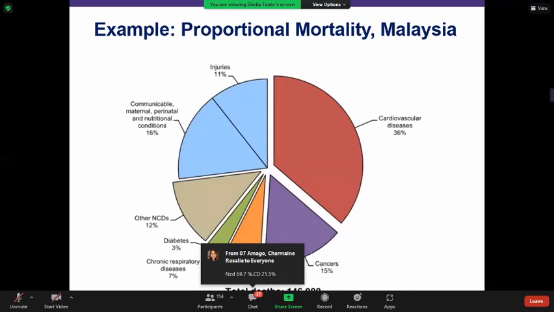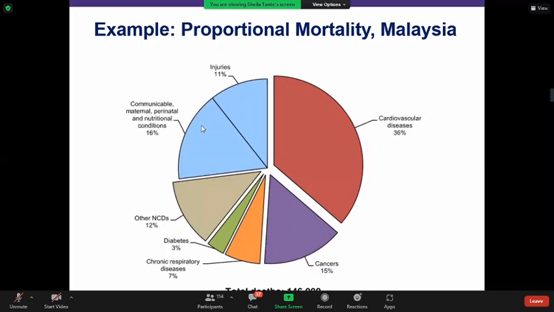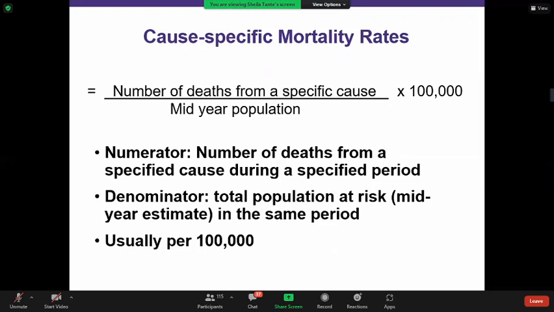So example of proportional mortality in Malaysia. So look at the pie graph. So the big picture is cardiovascular. And the next is the communicable diseases. And then they have other NCDs, other CDs, and then injuries. Third leading cause are cancers. Fourth is other NCDs. Fifth is injuries. And the next was CRD, chronic respiratory diseases. And last is diabetes. So if you will notice, in the cause of morbidity and mortality, especially mortality, non-communicable diseases are high now as compared to before 1970s or before the 90s. Okay. So we already discussed this one, right? The cause-specific mortality. Okay.